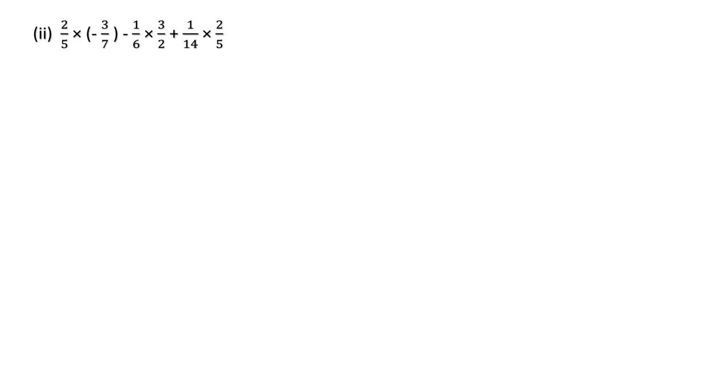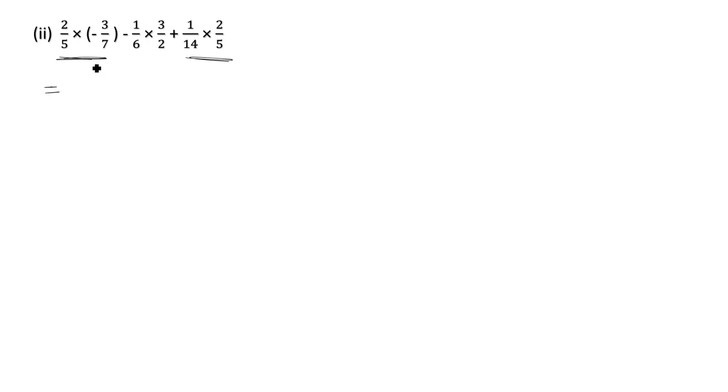Second part, that is 2 upon 5 multiply minus 3 upon 7 minus 1 upon 6 multiply 3 upon 2 plus 1 upon 14 multiply 2 upon 5. So if you carefully observe this example, in the first part and last part something is similar. So that is 2 upon 5. So both the parts we write together.